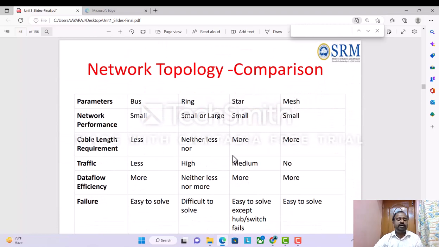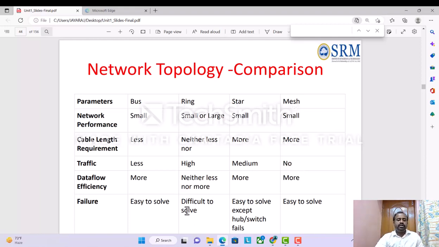These are all the comparisons. See, bus, ring, star and mesh. When we combine those three or four, we can form the hybrid network. Bus network can be used, the performance will be small. See, ring can be implemented in small or large. Star, the same thing. The cable length requirement for bus will be less. For ring also the same thing, but star and mesh require more cables since they have individual connections. The traffic will also be very less in bus, but in ring topology the traffic will be high. In star it is medium. In mesh, everything has an individual connection, so the traffic will be very less here.